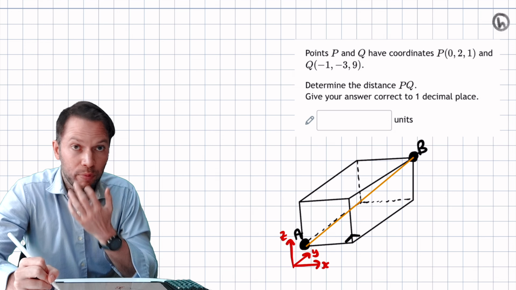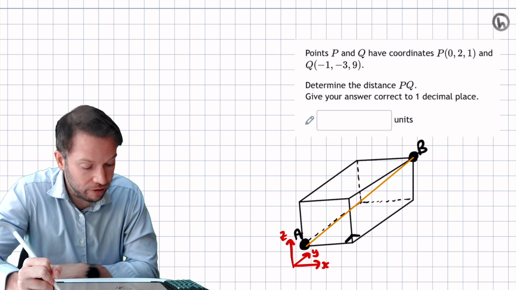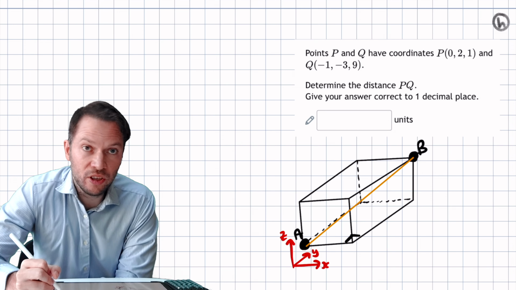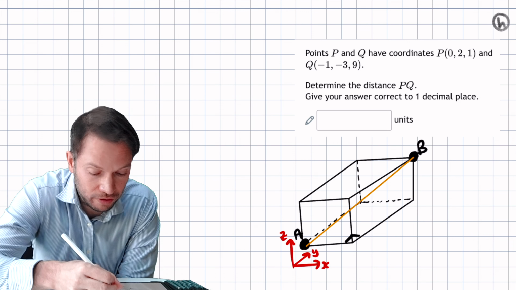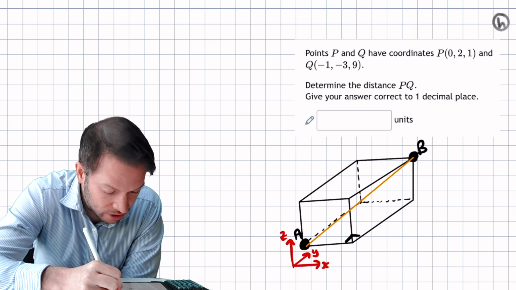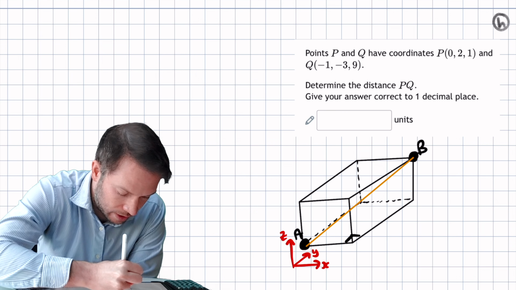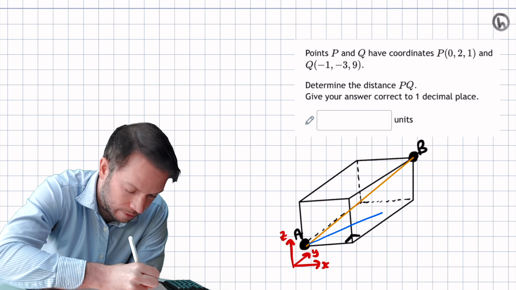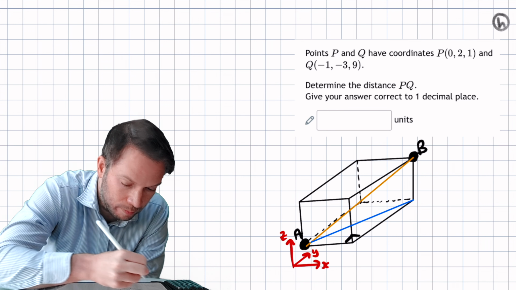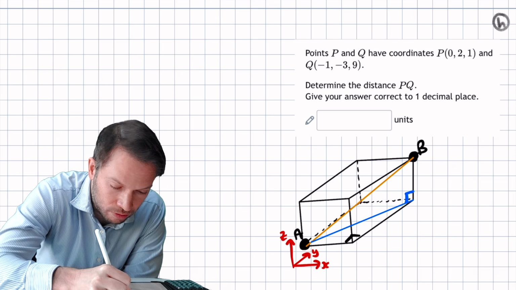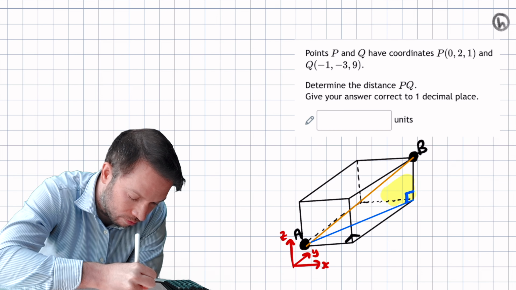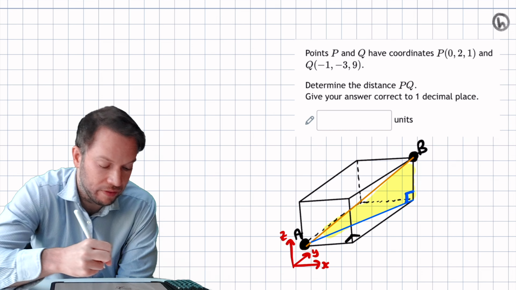Now, we saw in previous videos on 3D Pythagoras that what we do is we try to identify a triangle and then use Pythagoras on that. So if I just turn this into a triangle like this, you can see that we've then got a triangle floating in space here, a right angle triangle, and we can use Pythagoras on that.